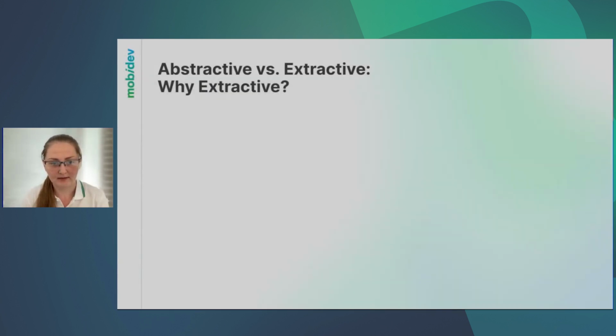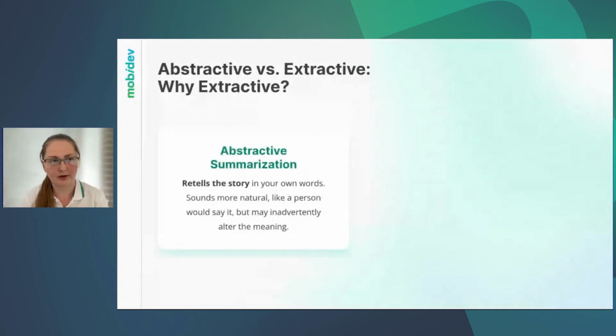And the most important, we need to understand that abstractive retells the story in own words. It sounds more natural, like I think a person would say it, but it can sometimes come up with something. If you have a really short document, it can easily come up with the continuation of the second part, which never happened in the document. Just because it was trained on the length, it should provide you the length that it was trained on.